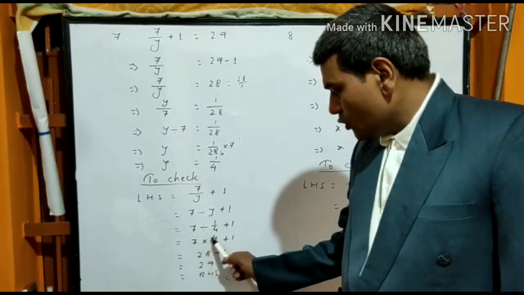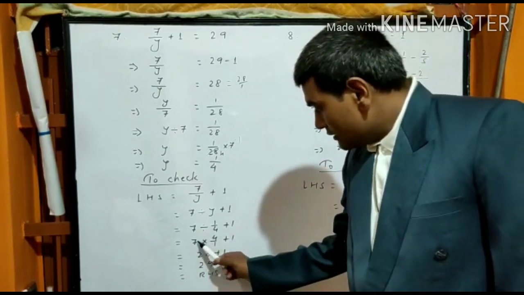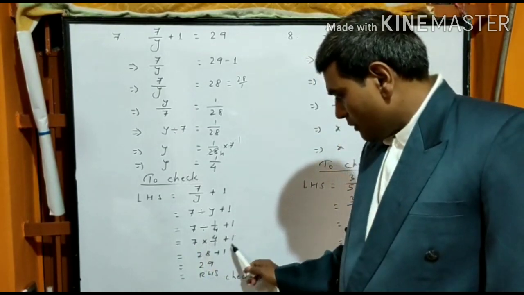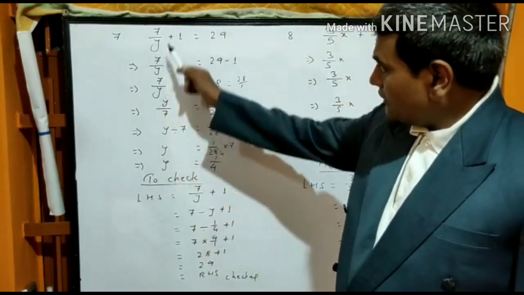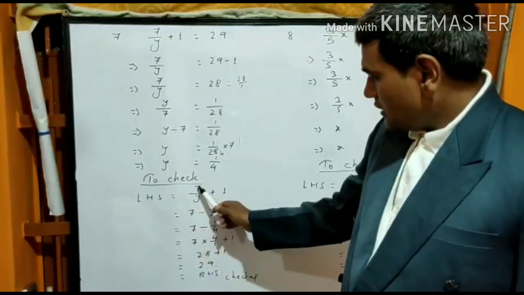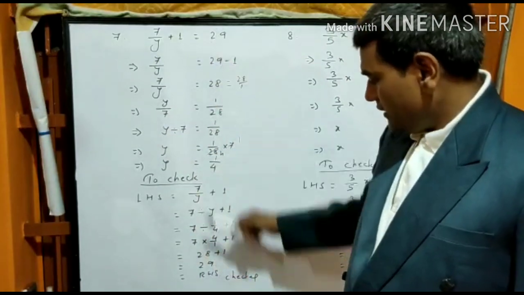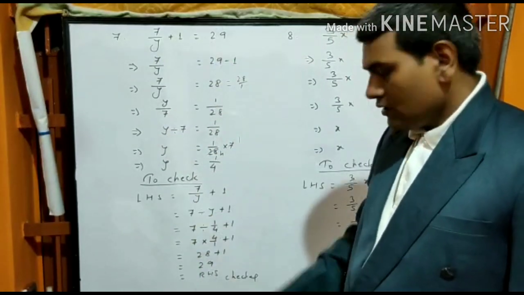It is 7 into 4 by 1. 7 4s are 28 and plus 1, 28 plus 1 is 29. Left hand side, 7 by y plus 1. Right hand side 29. Both are equal.